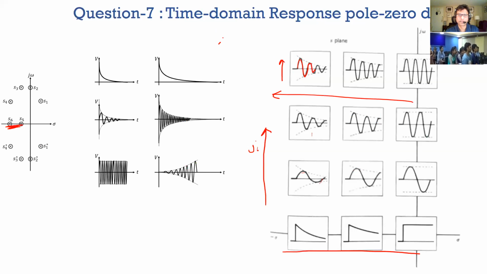If you write e to the power minus sigma t times e to the power j omega t, one of them will give you the sine component, and one of them will give you the decaying component. The decaying component gets longer and longer as you go in this direction, and the sine wave gets faster and faster as you go in this direction, because that's your j omega axis, right? So that's really all I want to say.